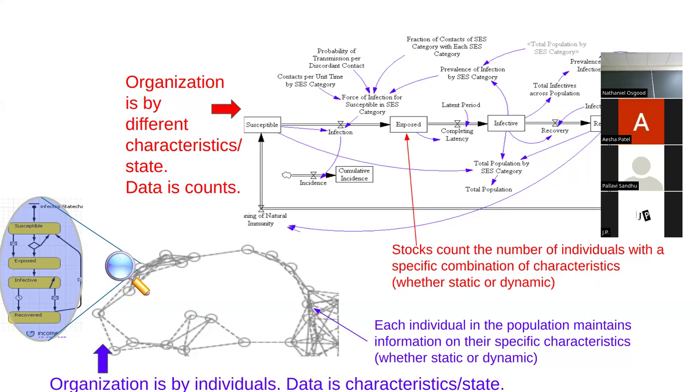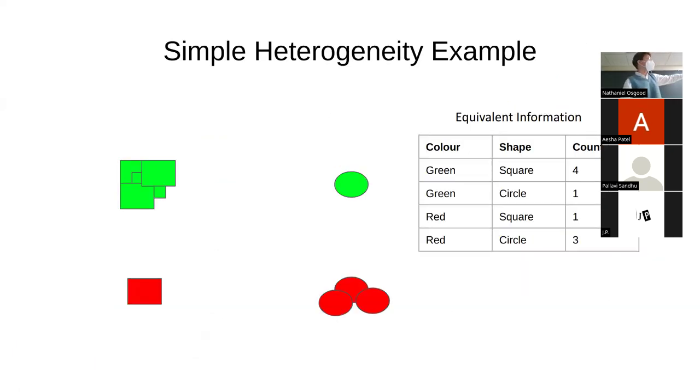That's quite different from a stock flow model, where the organization is by characteristic, and for each of those, we keep track of a count. Do you see the relationship to this? Here, for each item, we have some characteristic. It's green and it's a square, or it's red and it's a circle. Whereas in this table, we abstract away from those details, and we just keep track of how many have a certain characteristic, that are green and squares, we have four of them. I'm trying to make the analogy here as we're moving towards a bigger example. Do you get that understanding?